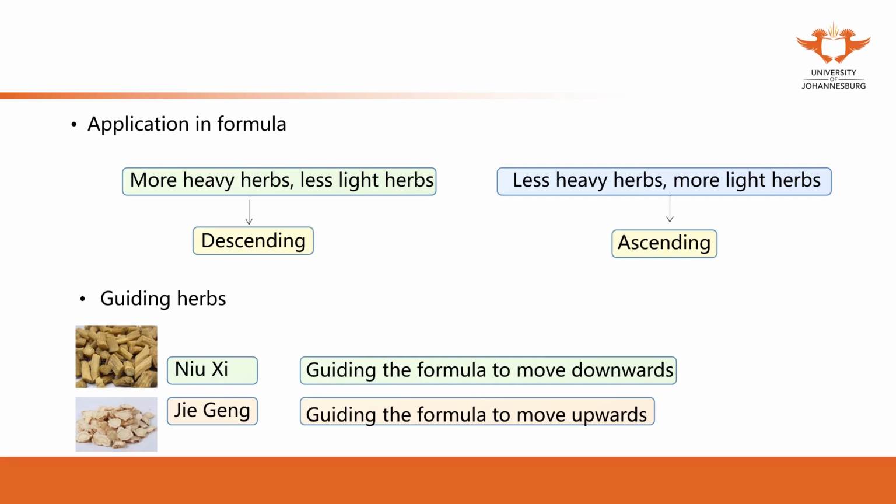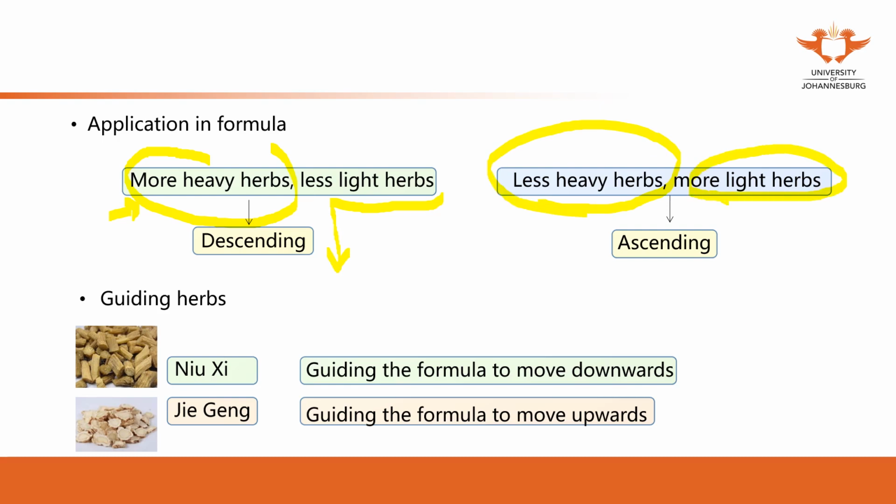It can be more, but in these 8 to 12 different herbs, you can choose more heavy herbs and less light herbs, which means you choose more fruits or roots or the minerals. Then it will make the formula descend. If you use less heavy herbs, more light herbs, you can result in ascending.